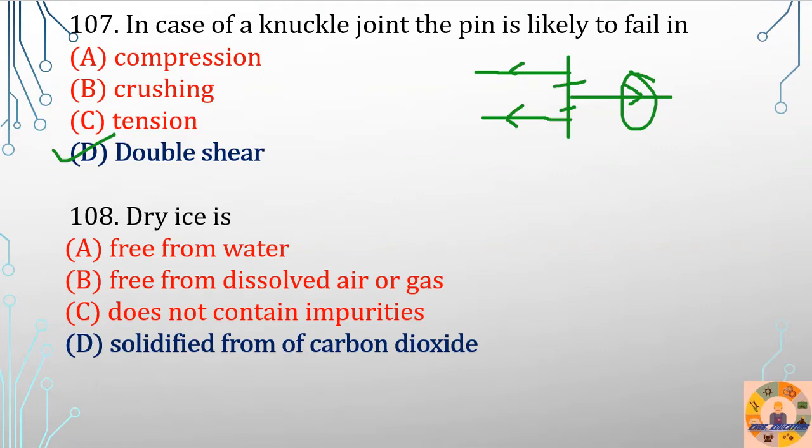Dry ice is a solidified form of carbon dioxide. It is used as a refrigerant. Moving to question number 109.